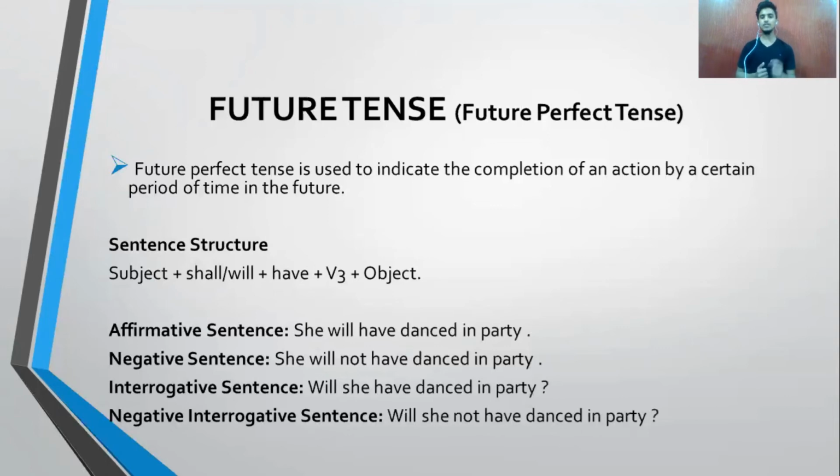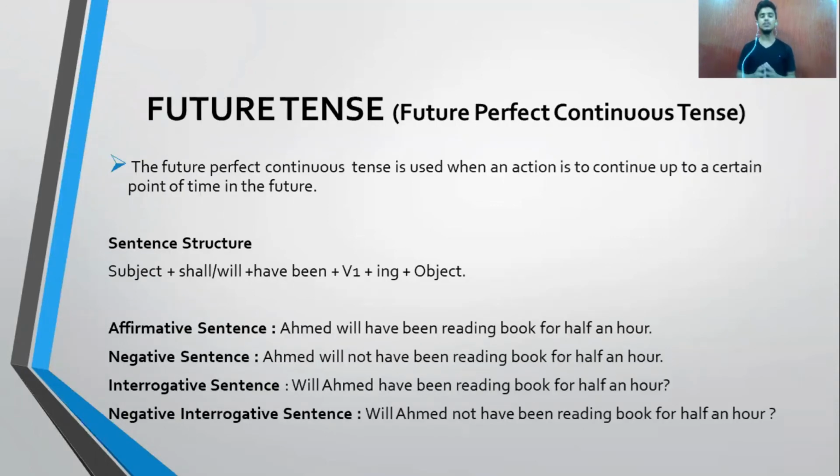In negative interrogative sentence, first we will put the helping verb, then subject, then not, because it's also a negative sentence, and then the have, and then third form of the verb, and then the object. Will she not have danced in party? The future perfect continuous tense is used when an action is to continue up to a certain point of time in the future. Remember, simple as I will have been reading book for half an hour.